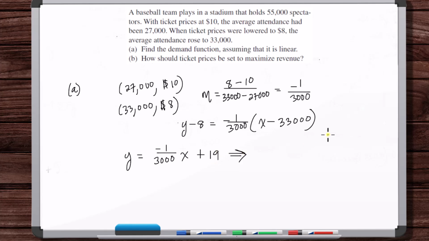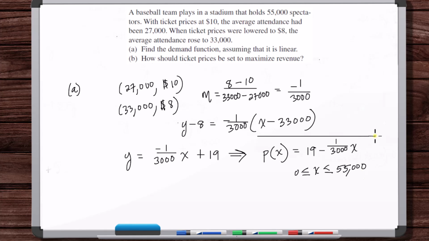So this Y here is the price as a function of X, which is the number of tickets sold. So p of X is 19 minus 1 over 3,000 X. And then X is greater than or equal to 0, and less than or equal to 55,000. That's the capacity of the stadium. So there we go. There's the demand function.